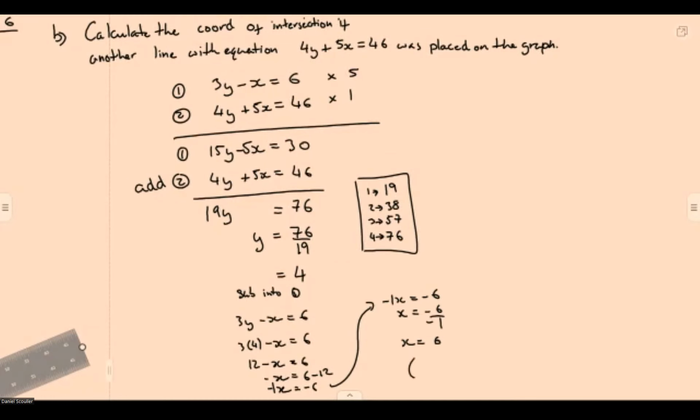So our coordinate would be 6, 4. If they give you a sketch, have a wee look at it and see if it makes sense. So that's a two-part question using a wee bit of straight line.